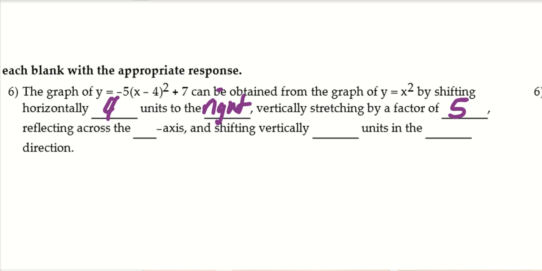Reflecting over the y-axis? Is it negative on the inside or the negative on the outside? If it's negative on the outside, it is a reflection across the x-axis. And shifting vertically 7 units up. You see how we're doing it piece by piece?